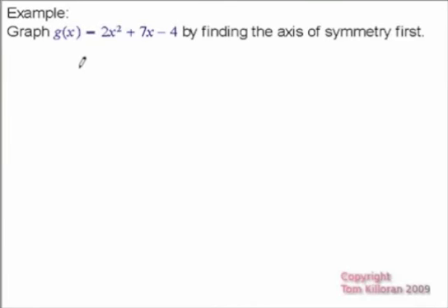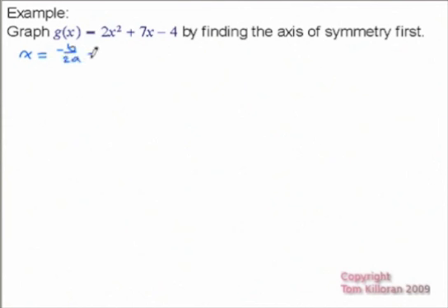A little trickier parabola graphing problem. It starts off with a lead coefficient of 2. Definitely don't try to get this into perfect square format. We're just going to find the axis of symmetry and then plug in what we get. So again, the axis of symmetry formula is x equals negative b over 2a.